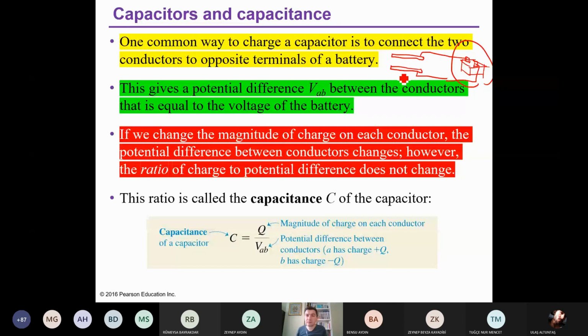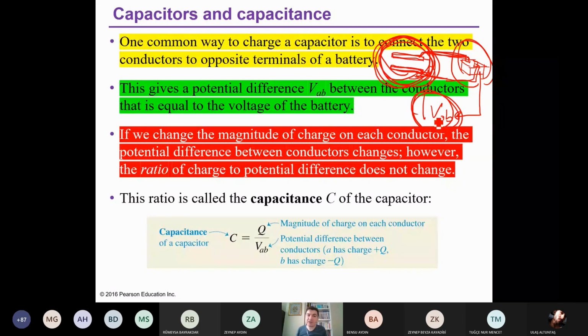And then the potential difference between the plates of the capacitor, between the conductors of the capacitor, VAB, is equal to the voltage provided by this battery, okay? So we have a capacitor, we have two plates, and we would like to charge this capacitor, and then we use a battery. We connect these wires to the terminals of the battery, and then we store charges on the capacitor. So finally, we will have a potential difference between the plates, okay? And this potential difference is given by the voltage of the battery, okay?